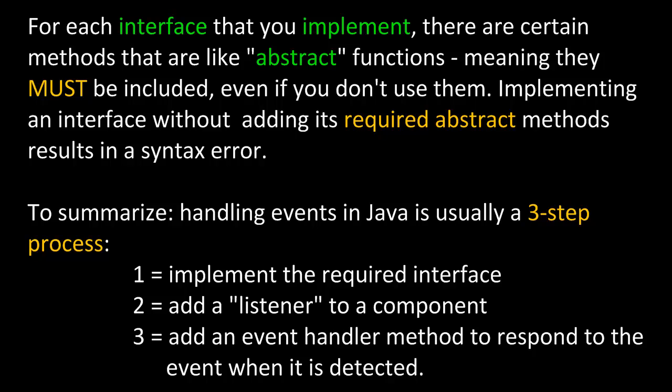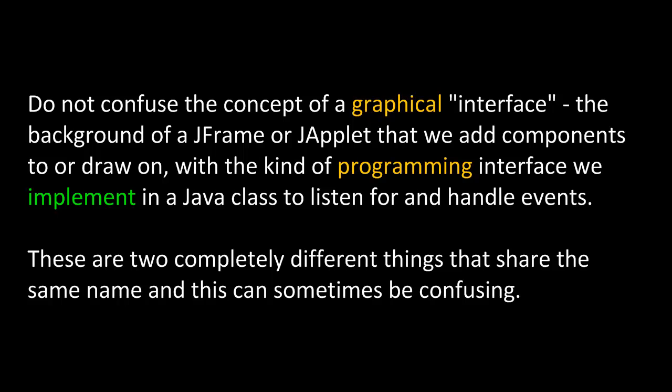To summarize, handling events in Java is usually a three-step process. First, you implement the required interface. Second, you add a listener to each component you wish to listen to. And third, you add an event handler method that responds to the event when it is detected. Do not confuse the concept of a graphical interface, that is the background of a JFrame or JApplet that we add components to or draw on, with the kind of programming interface we implement in a Java class to listen for and handle events. These are two completely different things that share the same name, and this can sometimes be confusing.